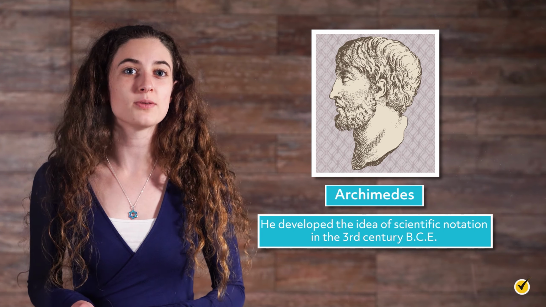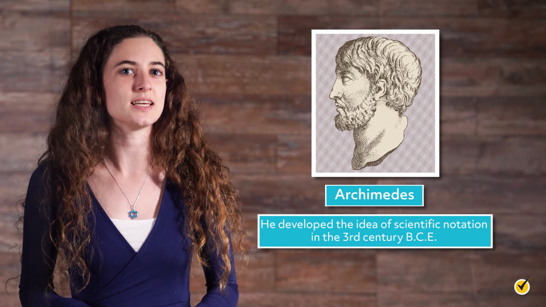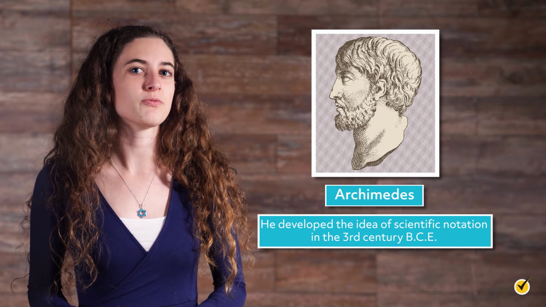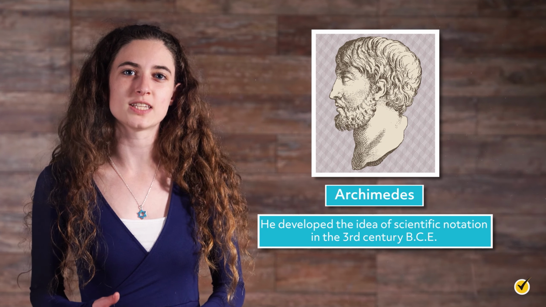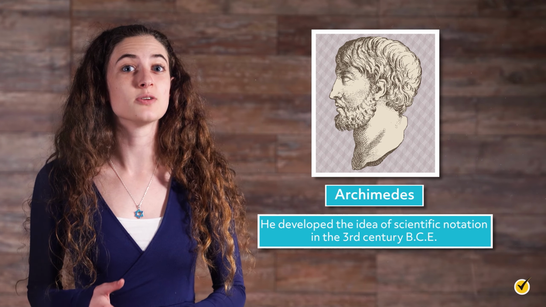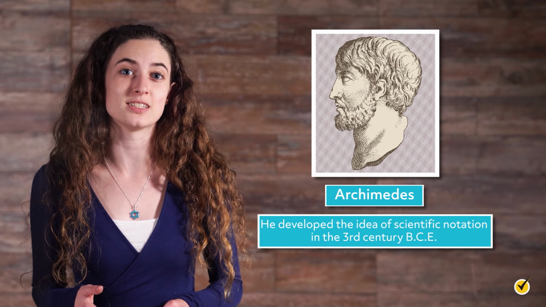Hi, and welcome to this video about scientific notation. In this video, we will explore what scientific notation is and how to write and compare numbers in scientific notation. First, what is scientific notation? The idea of scientific notation was developed by Archimedes in the 3rd century BCE, where he outlined a system for calculating the number of grains of sand in the universe, which he found to be 1 followed by 63 zeros. His work was based on place value, a novel concept at the time.